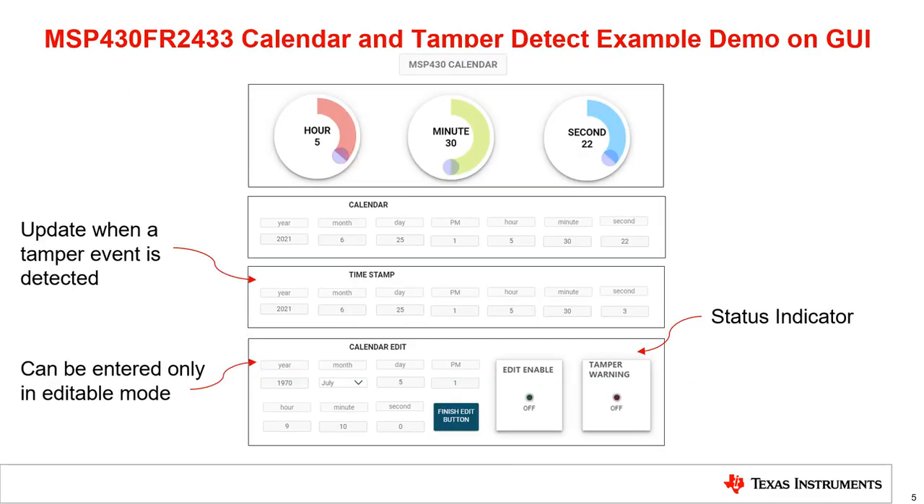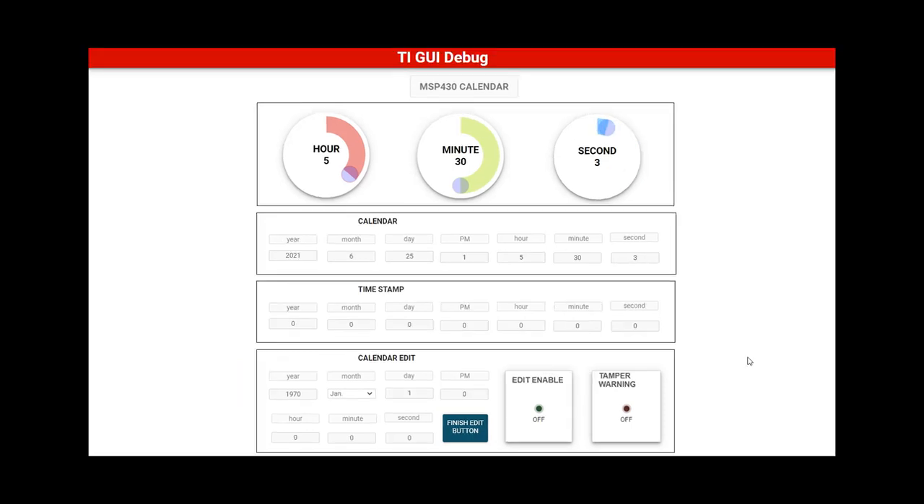Let's demonstrate the sample program that supports the GUI. Open the GUI interface. Use the USB data cable to connect the computer and the LaunchPad. At this time, the LaunchPad has been powered by the USB. The FR2433 microcontroller starts to work. In the GUI interface, we can see that three dials and the text box in the second row are updated in real time.